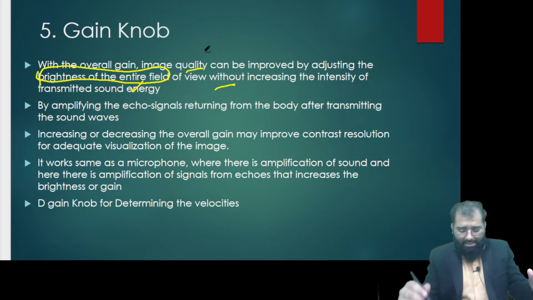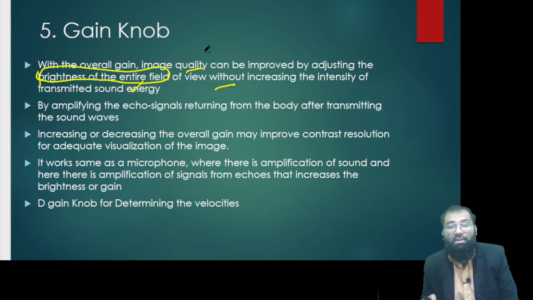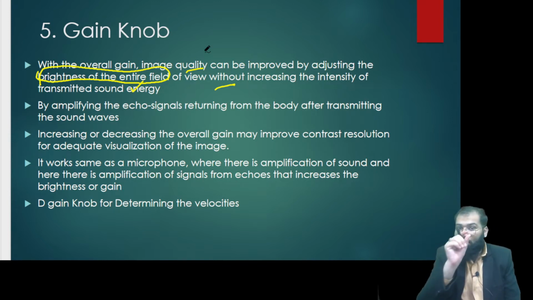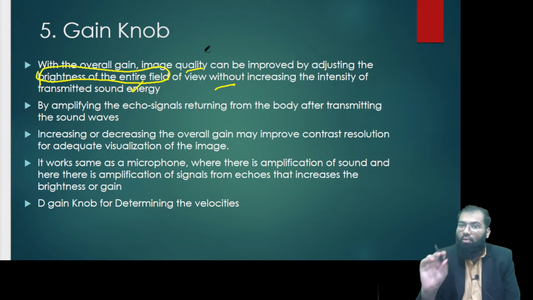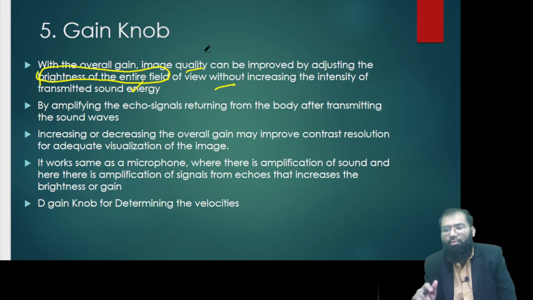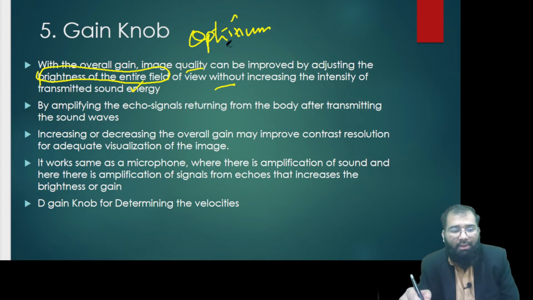So when does decreasing gain help? If you want to look for fine calcifications, especially in case of placenta, or if you want to look for the placentomyometrial interface, in all these areas decreasing gain helps. More than decreasing, you should put the gain to be optimum. Optimum gain is most important.